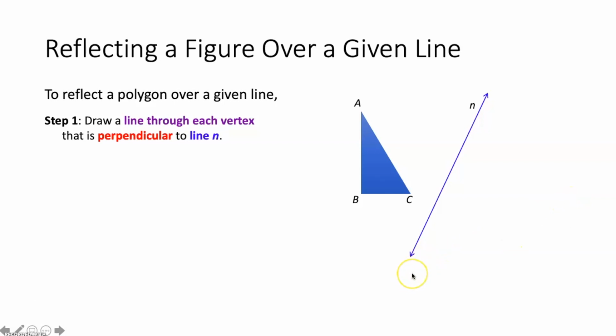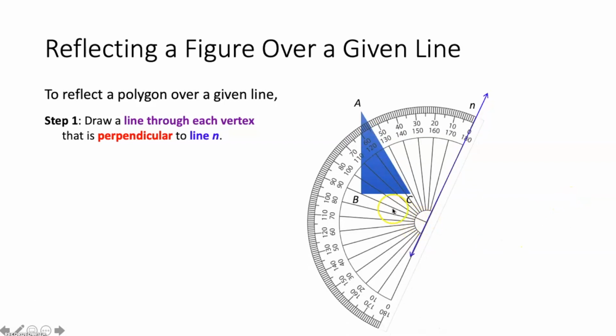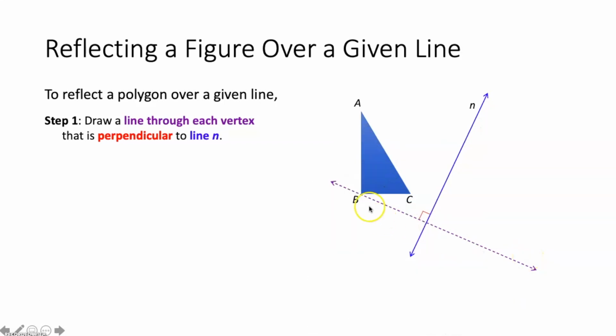So let me show you how this works. I take a protractor, I line up the 90-degree line so that it goes through point B, and then I draw a line going through that 90-degree line and continuing on the other side. So it looks something like this. We have created a line that goes through our vertex and is perpendicular to our line of reflection. Do the same thing for point C.